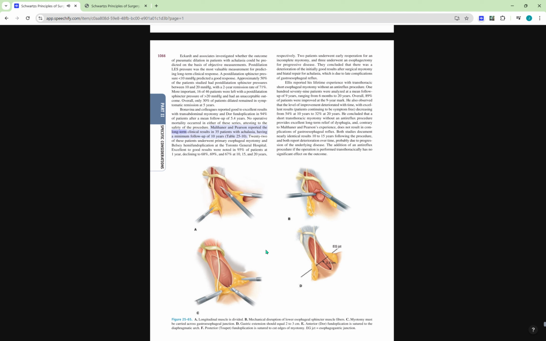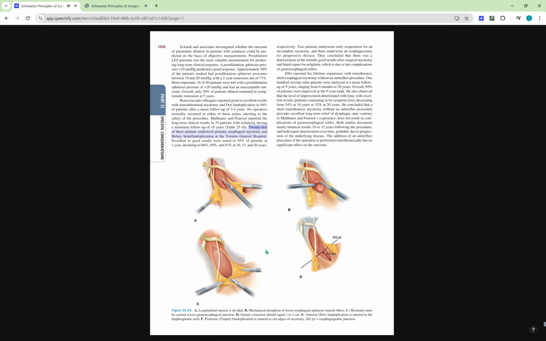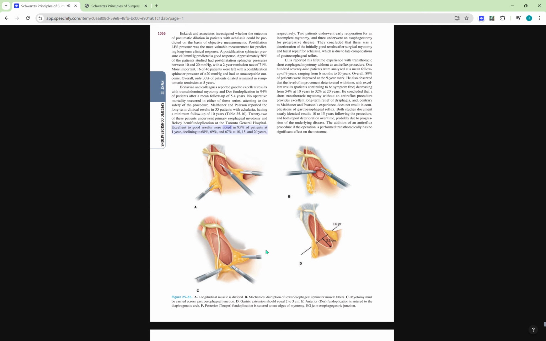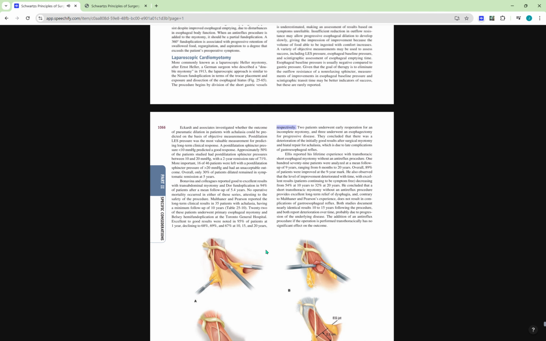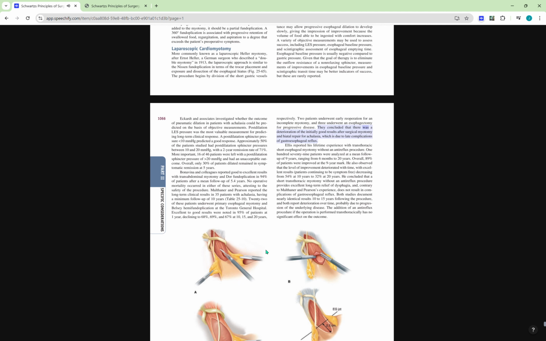Malthaner and Pearson reported the long-term clinical results in 35 patients with achalasia having a minimum follow-up of 10 years. 22 of these patients underwent primary esophageal myotomy and Belsey hemifundoplication at the Toronto General Hospital. Excellent to good results were noted in 95% of patients at 1 year, declining to 68%, 69%, and 67% at 10, 15, and 20 years, respectively. 2 patients underwent early reoperation for an incomplete myotomy, and 3 underwent an esophagectomy for progressive disease. They concluded that there was a deterioration of the initially good results after surgical myotomy and hiatal repair for achalasia, which is due to late complications of gastroesophageal reflux.